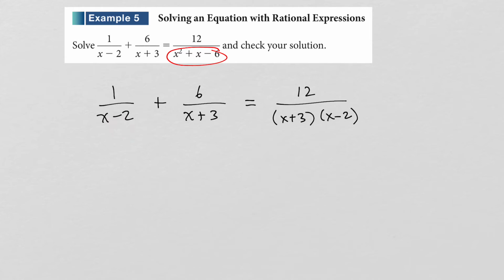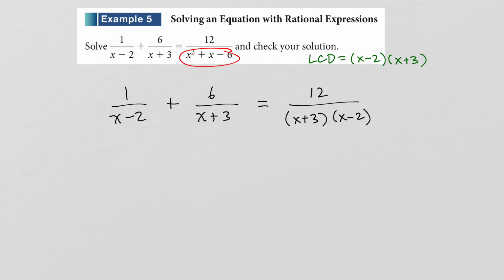So from here, we can identify our least common denominator is x minus 2 times x plus 3. Notice that those are the factors that we have. And then we're going to multiply both sides of this equation by that common denominator.